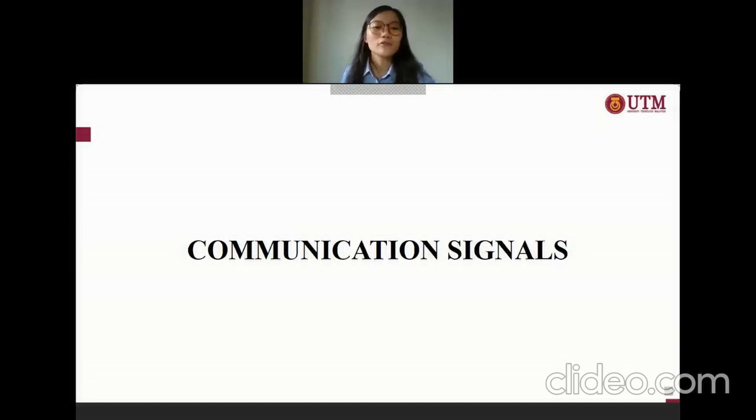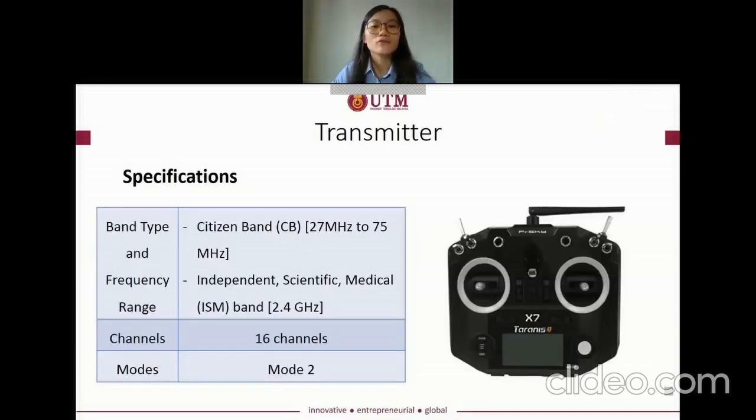Now let's look into the communication signal of transmitter and receiver. Transmitter is used to produce radio wave in order to transmit or send data with the aid of an antenna. Figure shows the chosen transmitter in our project. Basically, there are two major band types, that is citizen band and industrial, scientific and medical band. For CB bands, the frequency ranges from 27 MHz to 75 MHz. However, the frequency band is localized. It means that the frequency band is different from country to country.